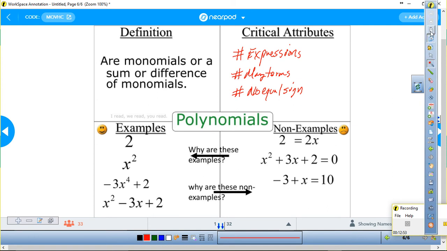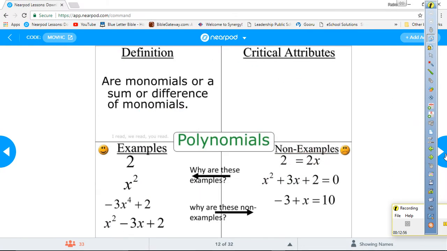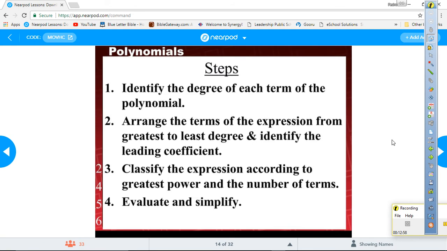So there's 4 easy steps that I'm going to give you for this lesson. Write these down. Step 1, identify the degree of each term of the polynomial. Step 2, arrange the terms of the expression from greatest to least degree and identify the leading coefficient. Step 3, classify the expression according to greatest power and the number of terms. And step 4, evaluate and simplify.